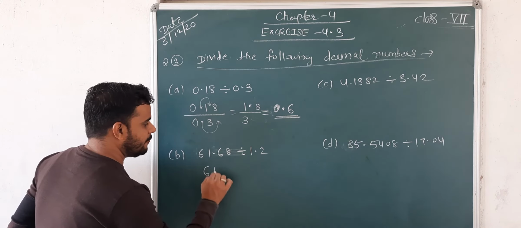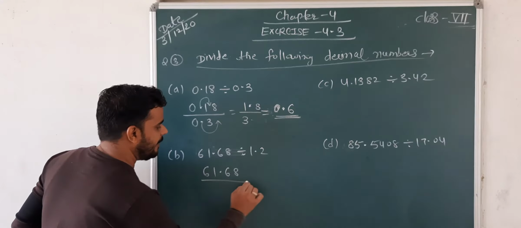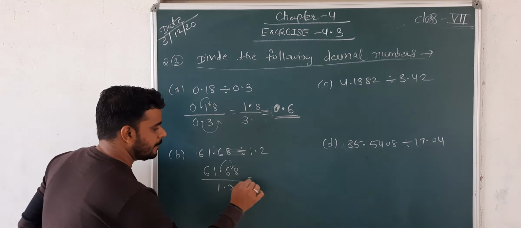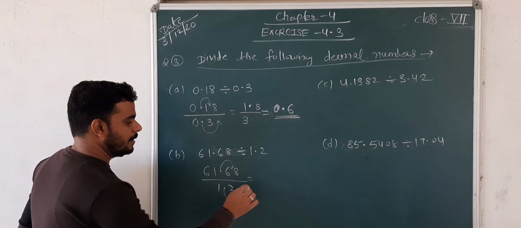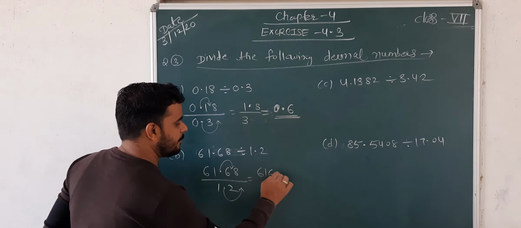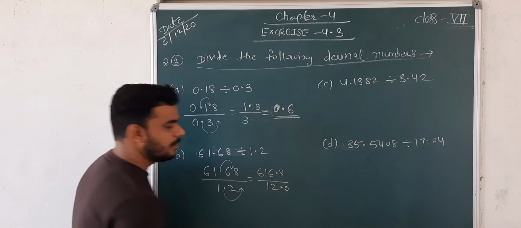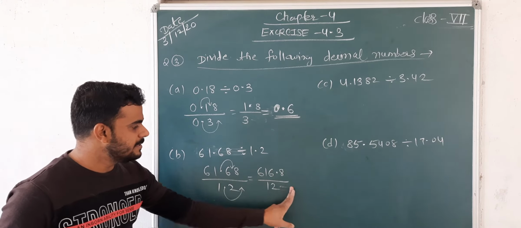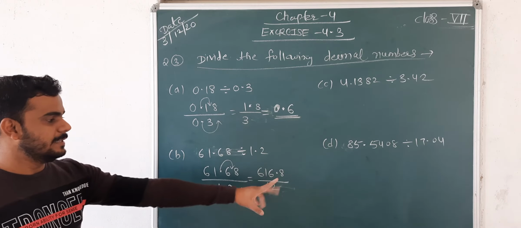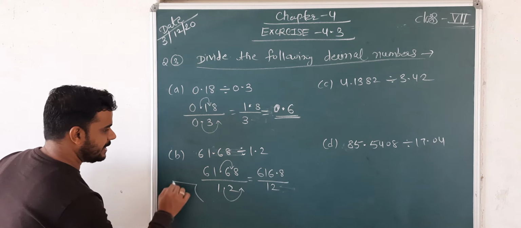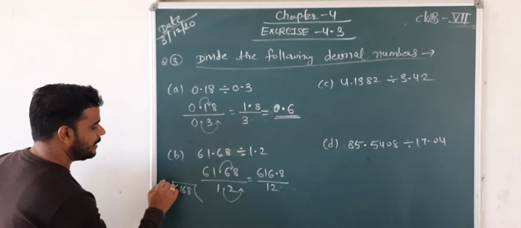See, 61.68 divided by 1.2. Just remove one place here, and here also remove one place. So 616.8 divided by 12.0. So 12.0 means only 12 is there. So now this is like question number second. So make the division: 6168 divided by 12.